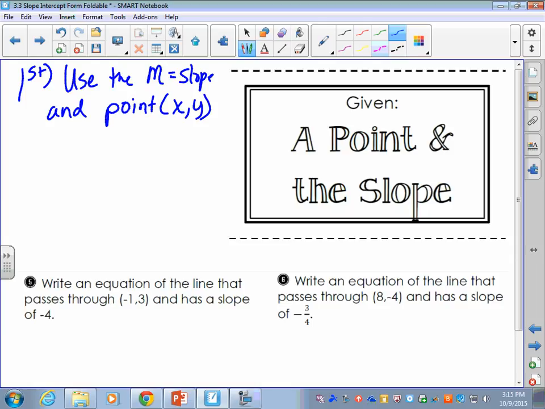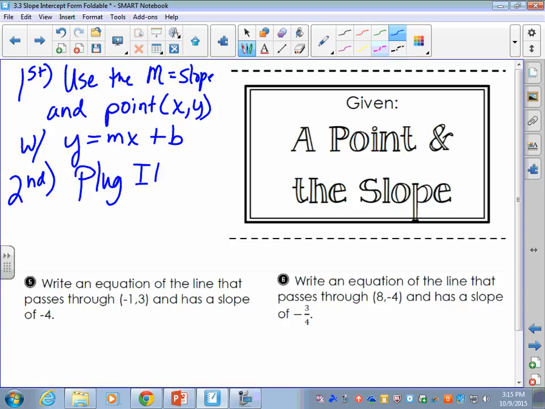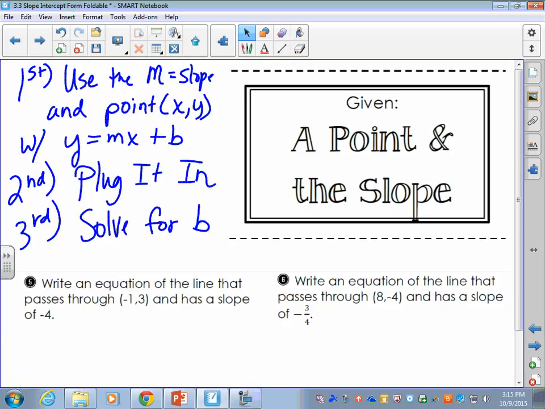First, we're going to use your point and your slope. You're going to use it with the y equals mx plus b. Second, we're going to plug it in. Last, the third step, we're going to solve for b, the y-intercept. We're going to solve for b. So make sure you have those 3 steps whenever given a point and a slope.